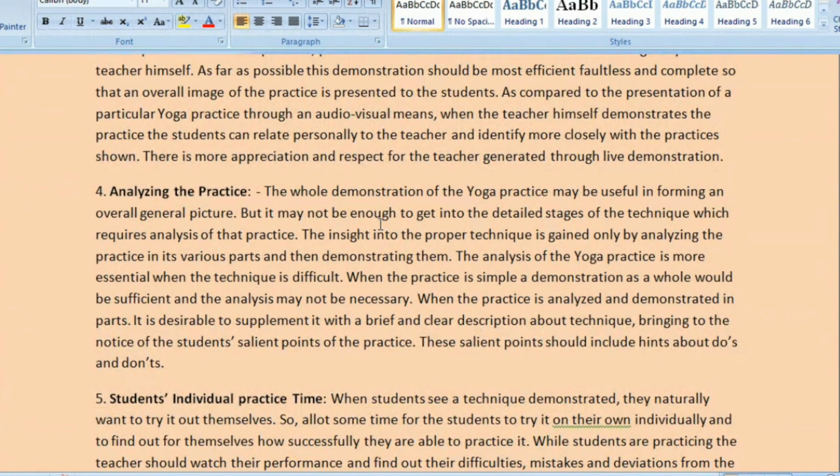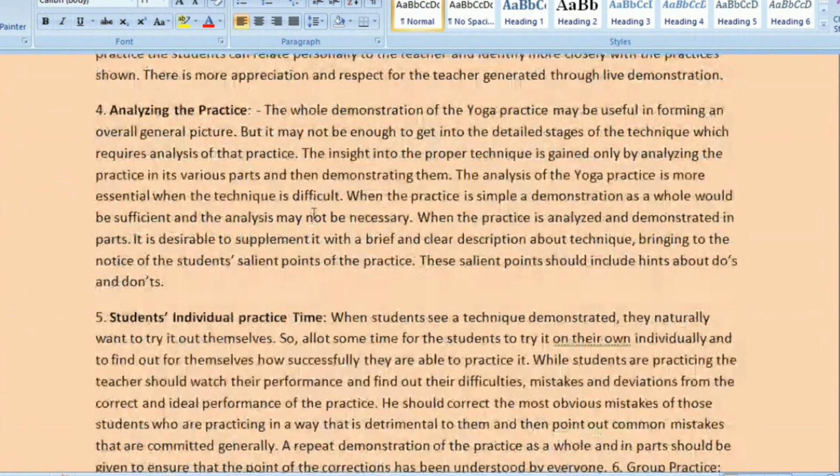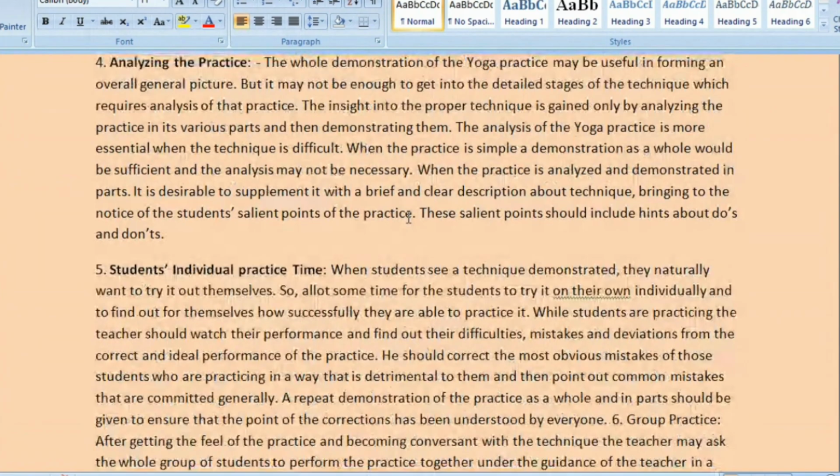Fourth, analyzing the practice. The whole demonstration of the yoga practice may be useful in forming an overall general picture, but it may not be enough to get into detailed stages of the technique, which require analysis of that practice. The insight into proper technique is gained only by analyzing the practice in its various parts and then demonstrating them. The analysis of the yoga practice is more essential when the technique is difficult. When the practice is simple, a demonstration as a whole would be sufficient and the analysis may not be necessary.